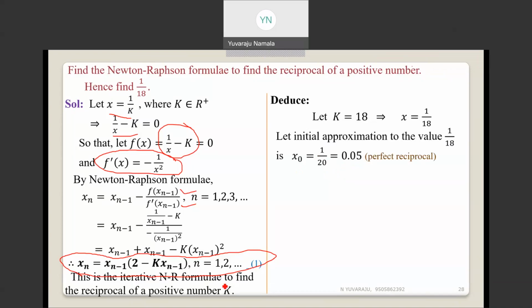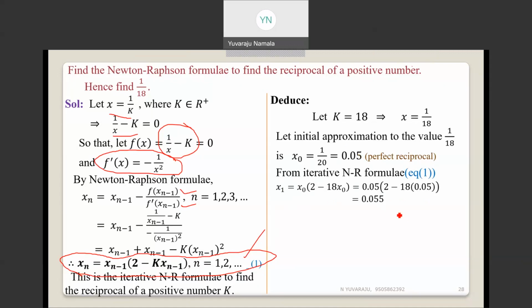Now using this formula from equation 1, substituting first n is equal to 1. X1 is equal to x naught into 2 minus 18 x naught, that is x naught value 0.05 into 2 minus 18 into 0.05. Simplification here gives 0.055, the first approximation.